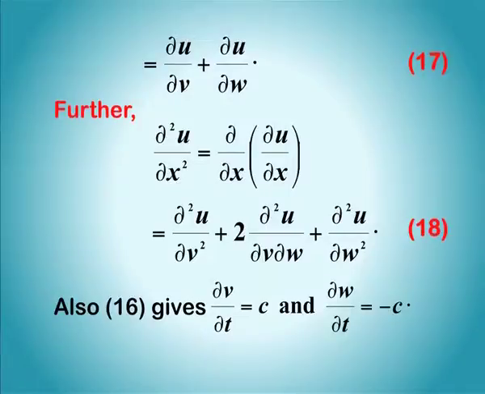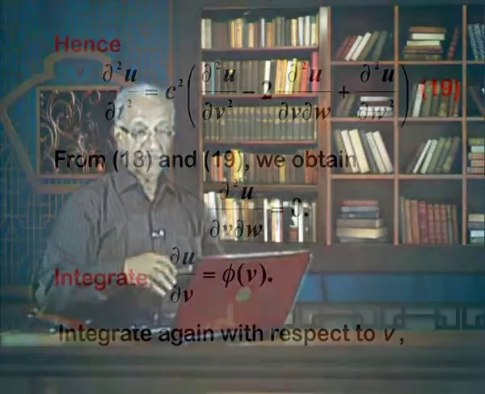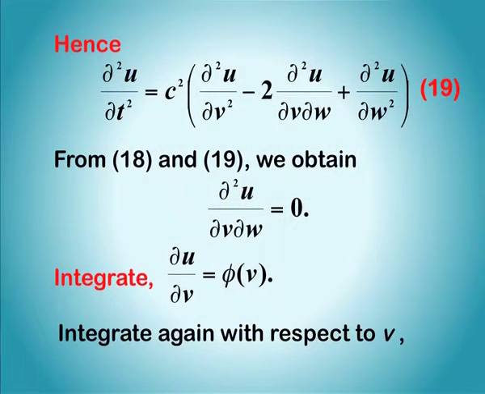Now, equation 16 also gives dv/dt equal to c and dw/dt equal to minus c. Both are constant, one positive, the other negative. Putting all these values in, equation 19 appears. Equation 18 summarizes everything, and you get the second derivative of u with respect to t written as this particular relation. From 18 and 19 we get this, we integrate and we get du/dv.